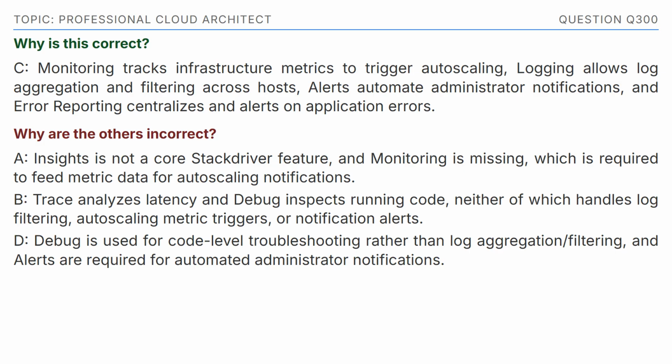Why are the others incorrect? A. Insights is not a core Stackdriver feature, and Monitoring is missing, which is required to feed metric data for autoscaling notifications. B. Trace analyzes latency and Debug inspects running code, neither of which handles log filtering, autoscaling metric triggers, or notification alerts. D. Debug is used for code-level troubleshooting rather than log aggregation and filtering, and Alerts are required for automated administrator notifications.